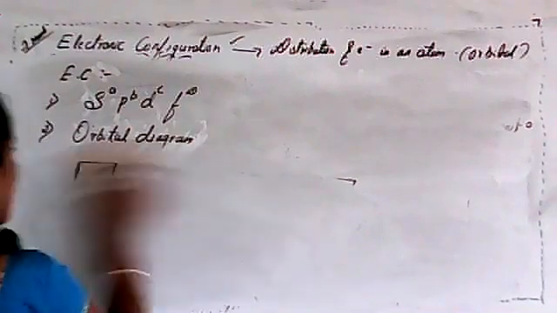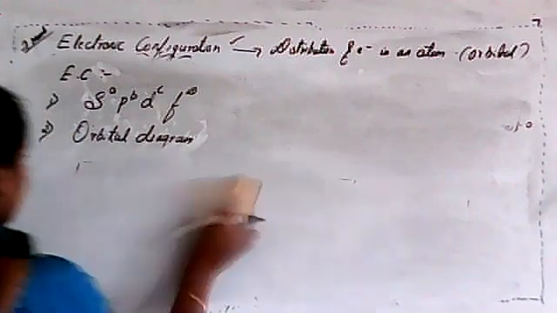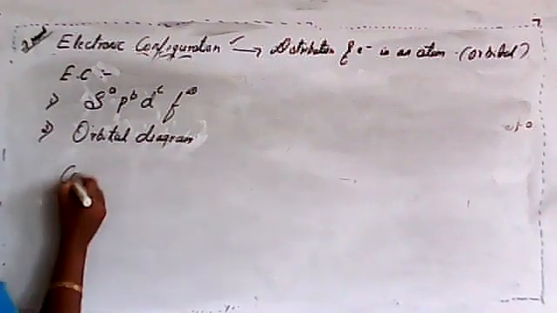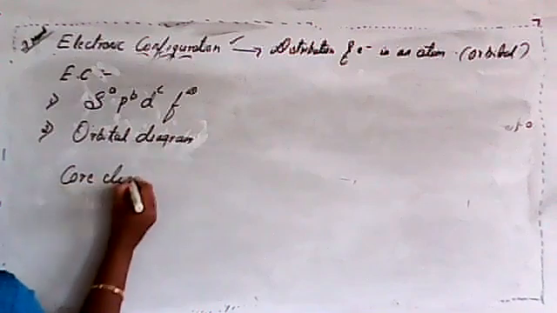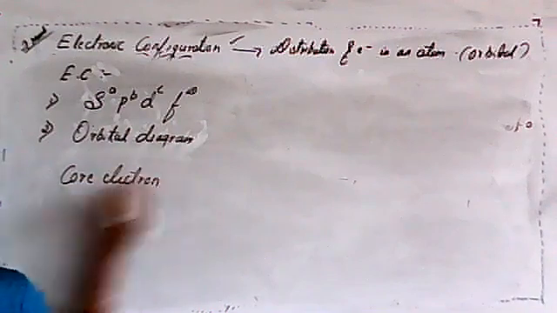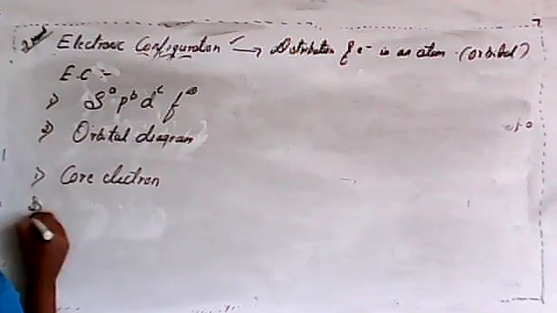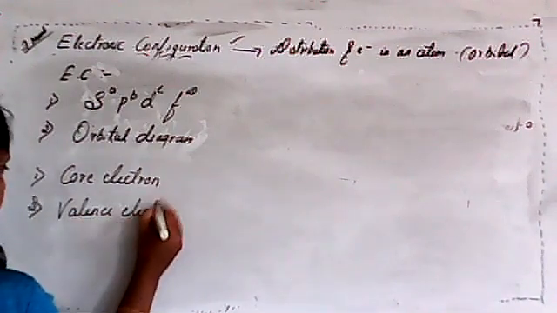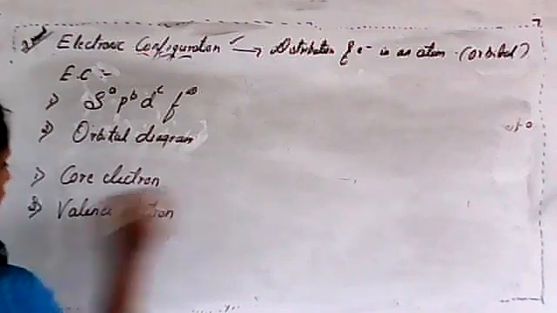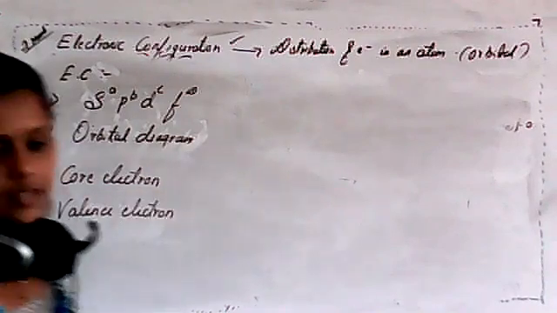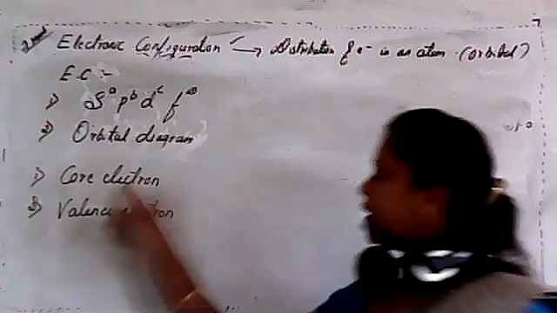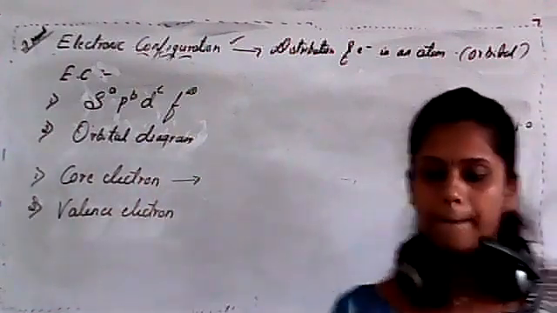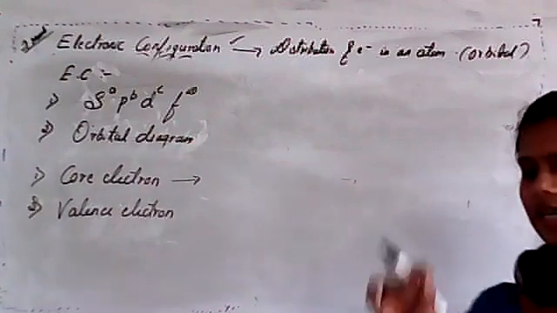So now I want to introduce two things. That is about the core electron, and the second one is the valence electron. So what is the core electron, student? I'll consider a simple example.